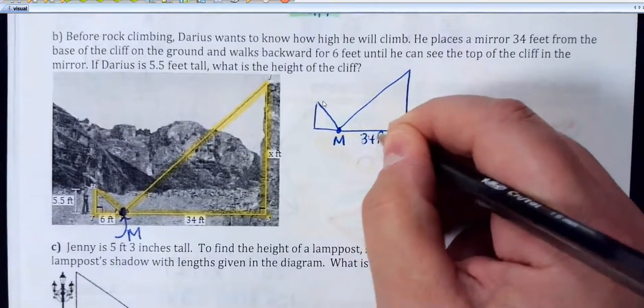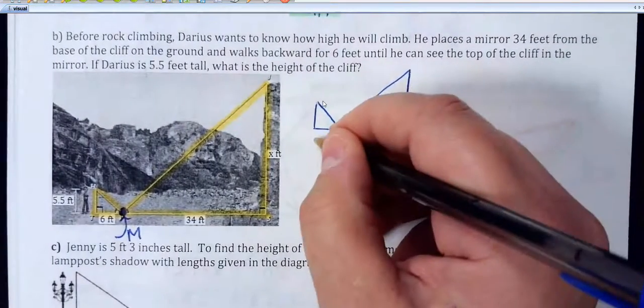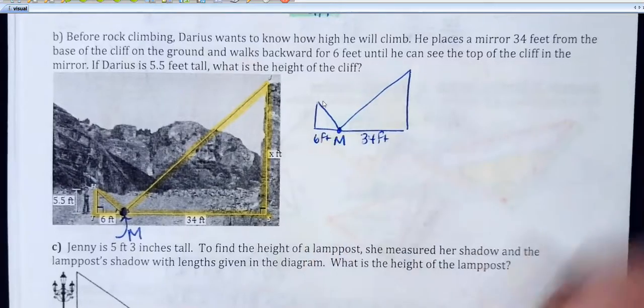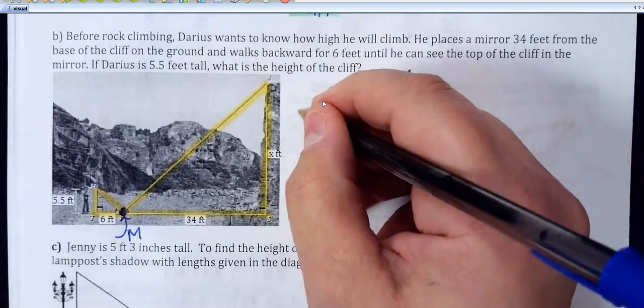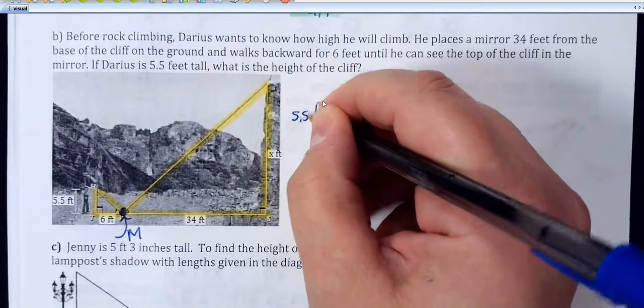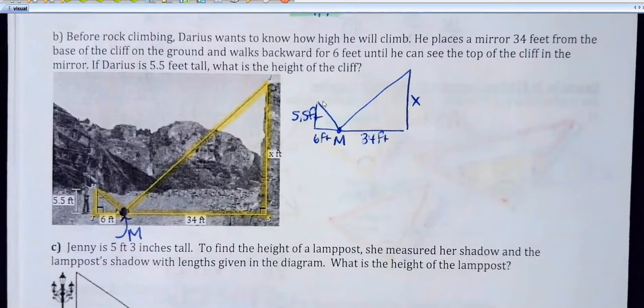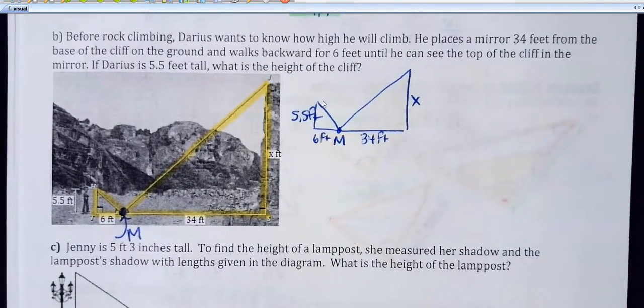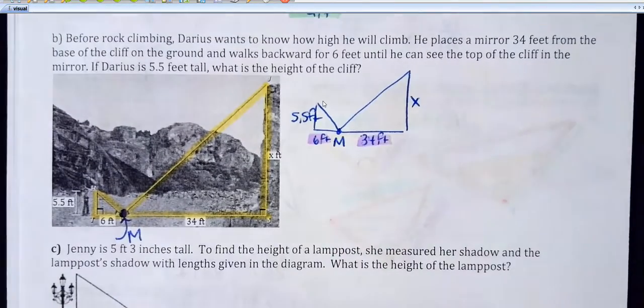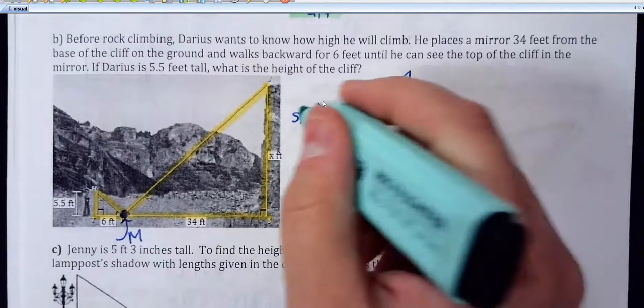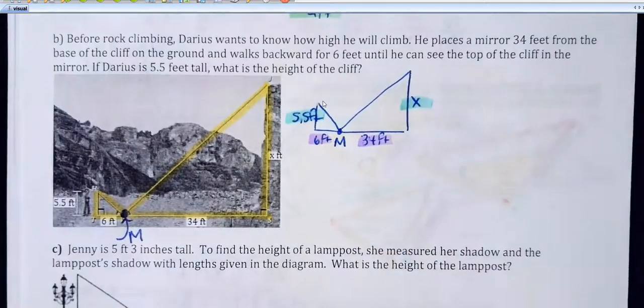The mirror is 34 feet from the base of the cliff, and he is 6 feet from the mirror. Darius is 5.5 feet tall, and then we want to figure out how tall this mountain is that we're going to climb up on. So the distance from the mirror is going to correspond to each other, so the 6 here and the 34 here, and Darius's height, 5.5, and the height of the mountain are going to correspond to each other.